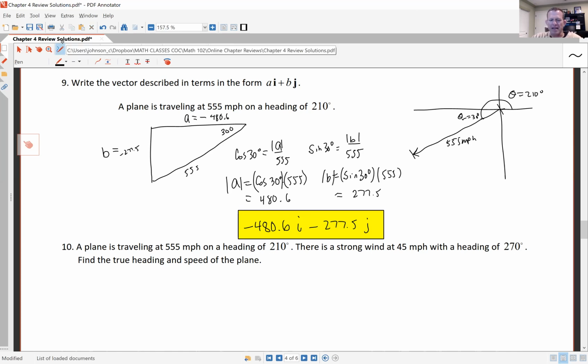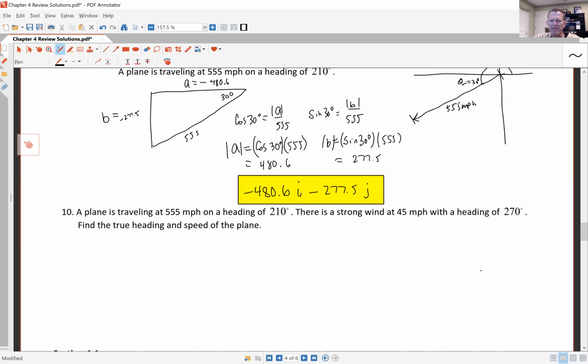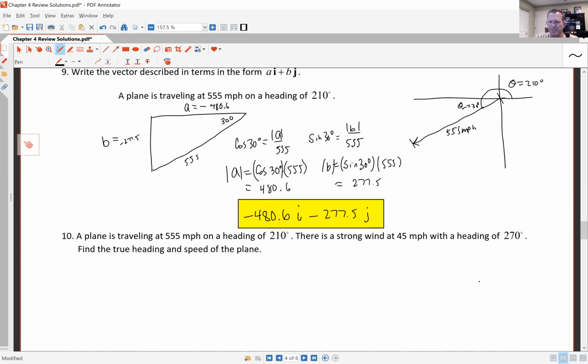So what do you do with something like that? Well, the next problem says a plane is traveling with that heading. So we've got the plane that's traveling with that heading. And there's a strong wind at 45 miles an hour with a heading of 270. So then there's wind. The vector is substantially shorter than that because it's only 45 miles an hour. And then find the true heading and speed of the plane.